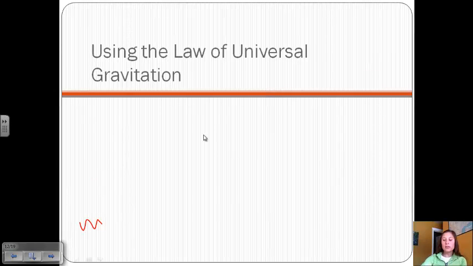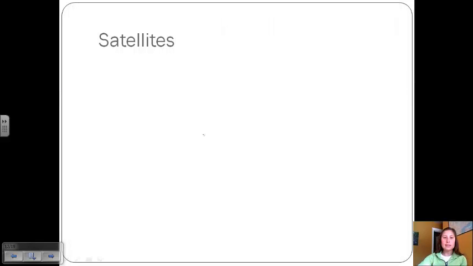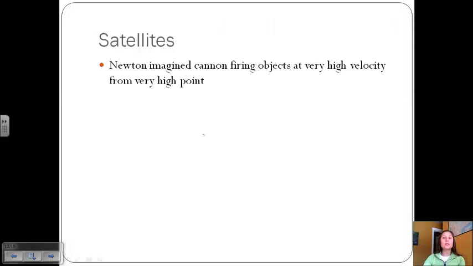Hello. Today we're going to continue Chapter 7, looking at Section 2. So we've already talked about Kepler's 3 laws and the law of universal gravitation, and now we're going to apply that law to things like planets and satellites. So let's talk about satellites first.